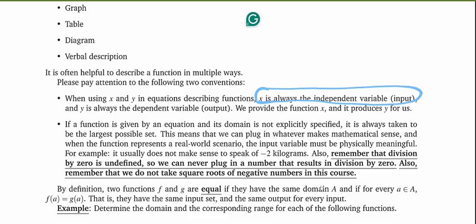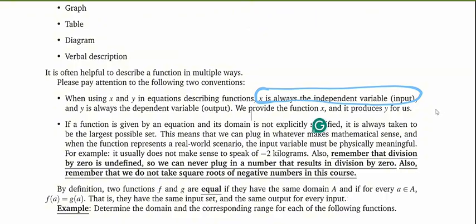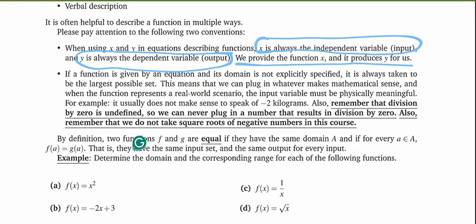You, as the user, will actually provide the computer or the formula with x, and then the y is the function's responsibility. That's the dependent. That's the output. You provide your computer with x, and your computer spits out y as an output. We provide the function x, and it provides the value y for us. Okay, that's just a matter of convention.